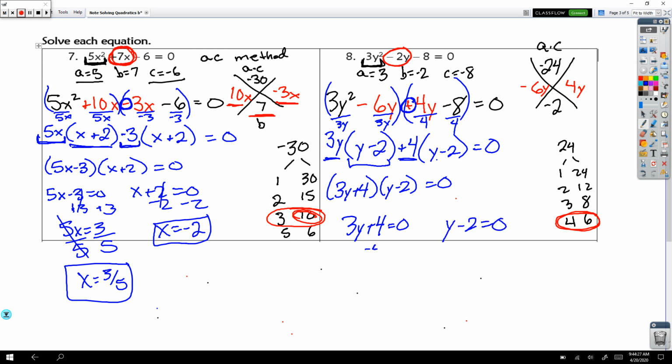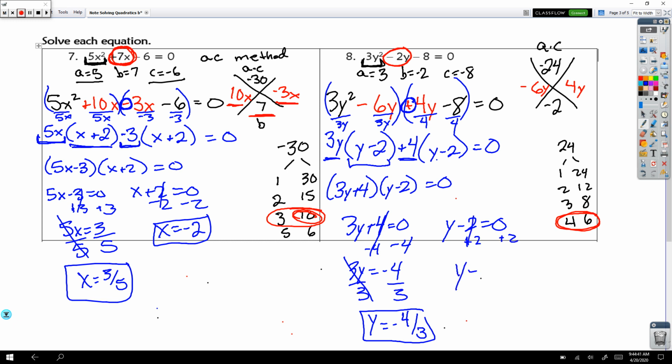I'm going to subtract the 4 and divide. So y would equal negative 4/3. Here I'm just going to add the 2. So y would equal 2. Alright, so that is using the AC method to solve the quadratics.